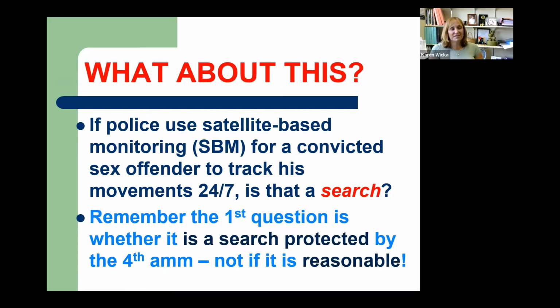So what if police use satellite-based monitoring for a convicted sex offender to track his movement? So this is like an ankle bracelet. So a man is put in jail for sex offenses. They release him early on parole, but they want to put an ankle monitor on him. Is that a search? By attaching the GPS monitor to his foot, does that constitute a search? And some of you are like, well, he violated the law. Absolutely, they can do that. Remember, that's not what I'm asking, whether they can do it or not. I'm asking whether the Supreme Court would declare that a search under the Fourth Amendment.